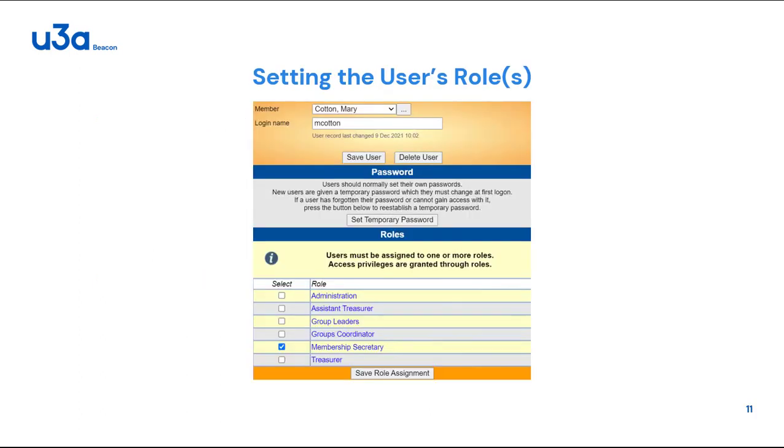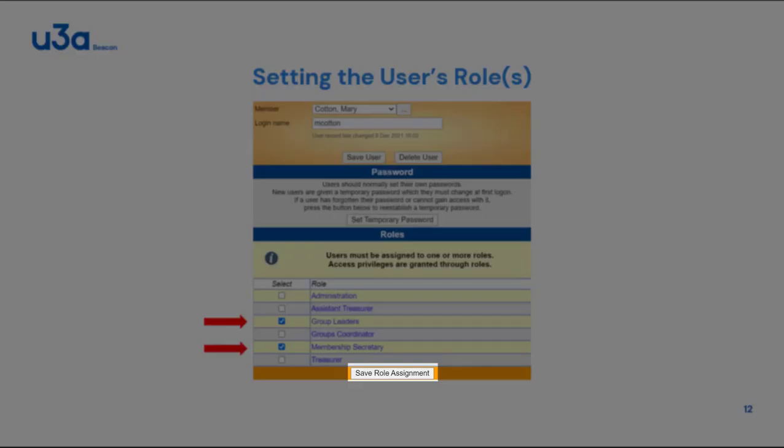You must assign at least one role to the system user. In this example, Mary Cotton has been assigned the role of membership secretary. But let's say Mary also runs a current affairs group. You can assign multiple roles to a system user. So this would give Mary access to her own group in addition to everything she needs as membership secretary.